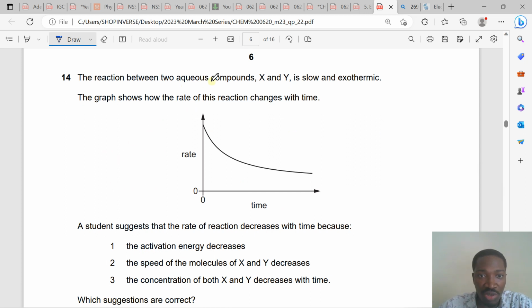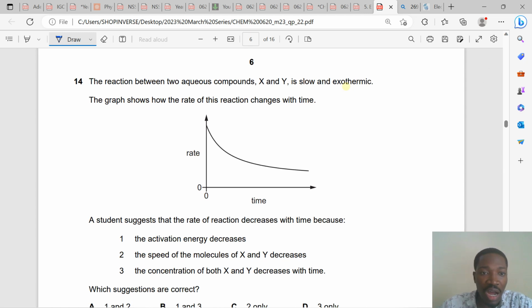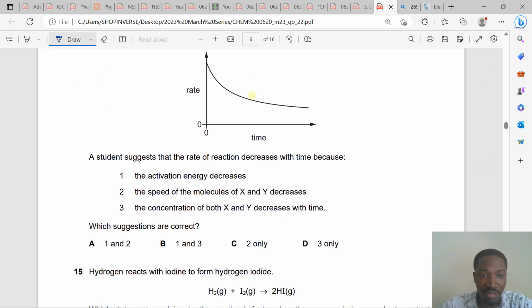The reaction between two aqueous compounds X and Y is slow and exothermic. Exothermic means it gives out heat to the environment. The graph shows how the rate of reaction changes with time. So this is the graph.